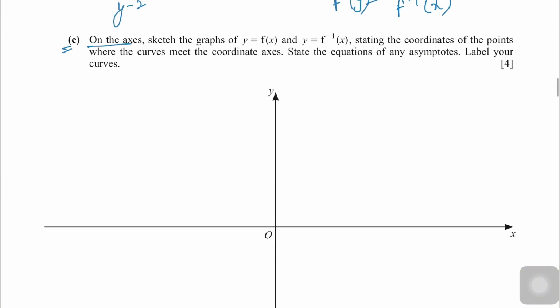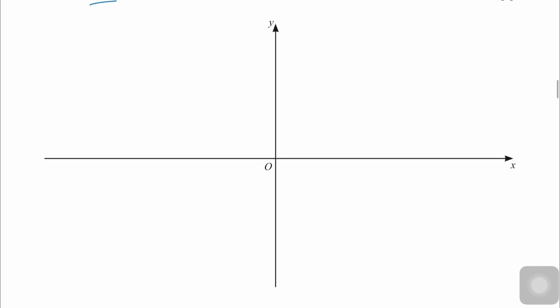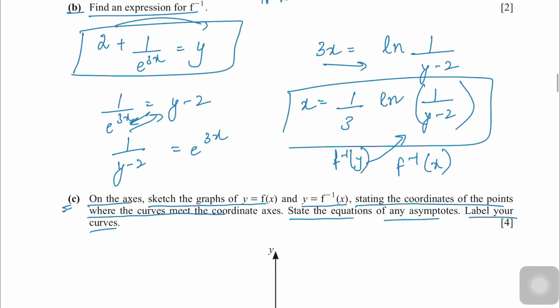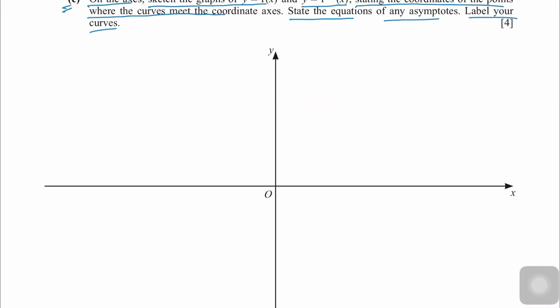Now in part C, we have, on the axes, sketch the graph of y equals f of x and y equals f inverse of x, stating the coordinates of the points where the curves meet the coordinate axes, stating the equations of any asymptotes, and labelling your curves. We have to label the curves as well. So we concluded that f of x has to be greater than 2. So let's take 1, 2, and then 3 over here. So this would look something like this. Since we need to make f inverse of x as well, we'll be taking each and everything.